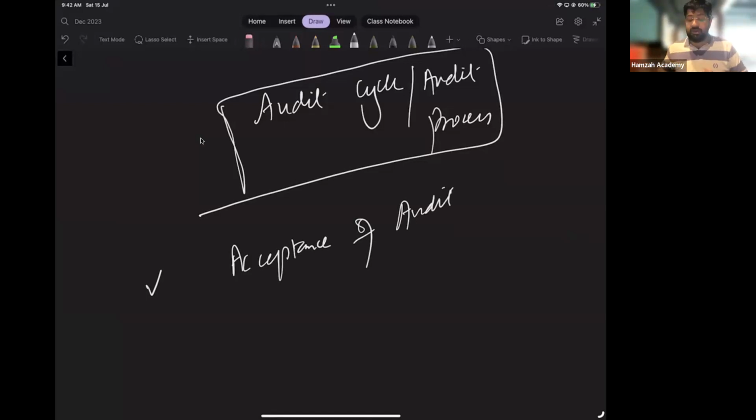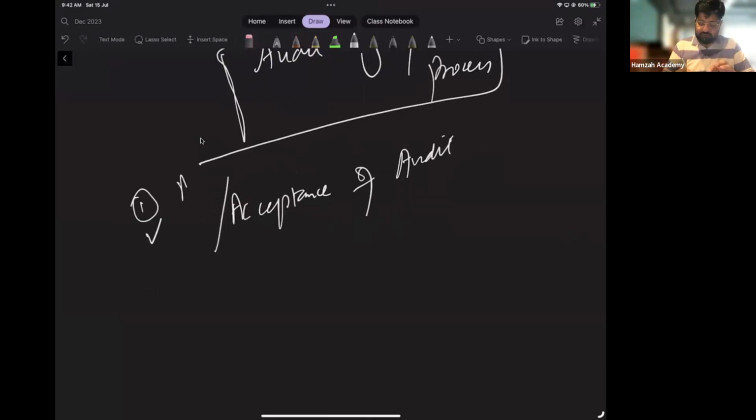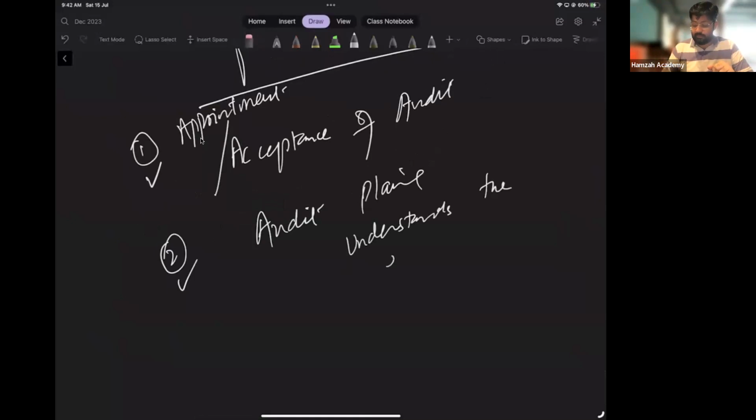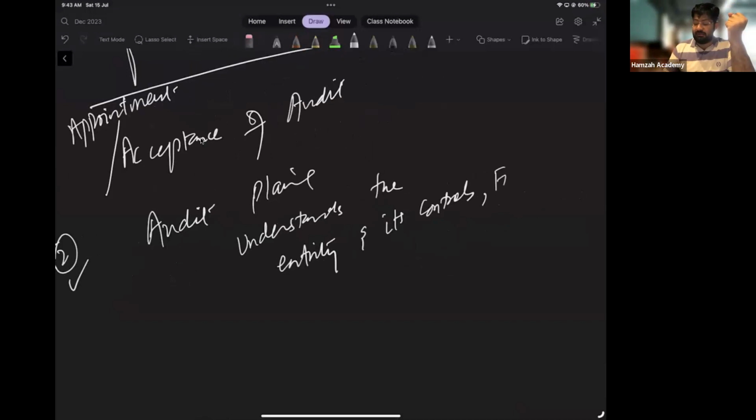What are the factors to be considered? We will talk about it today itself. This is the acceptance or appointment of audit. Then there is the audit planning stage. At the planning stage, what does the auditor do? The auditor understands the entity, its controls, its system, its operations, its financial matters.